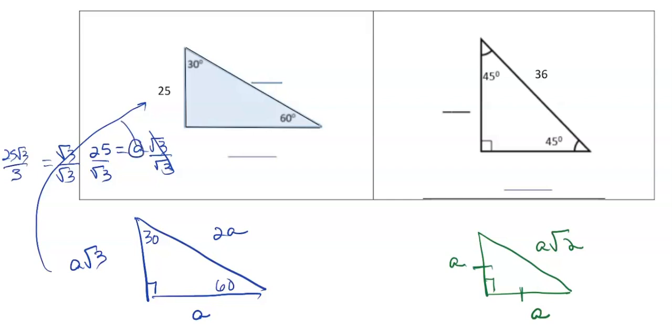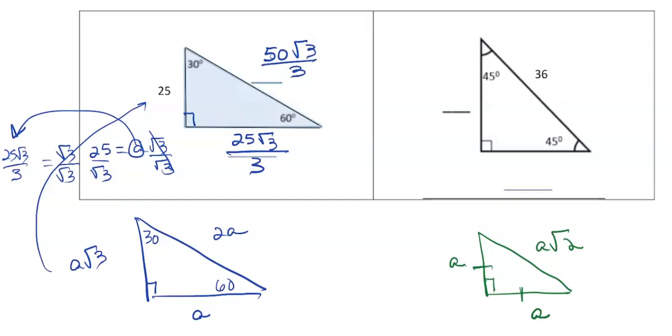This is my A. Since I know that my side across from the 30 degrees equals A right away, I know that that is my value. Then double that. When you double it, multiply it by 2. Multiply only the 25 by 2, and you get 50 root 3 over 3. And that special triangle is done.